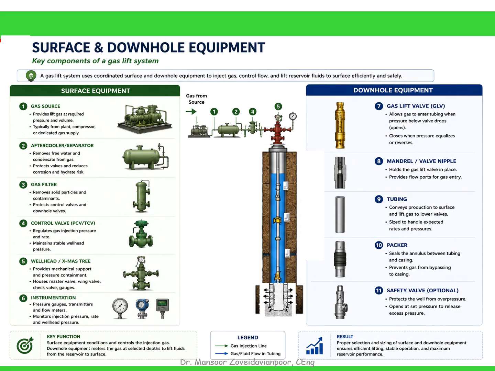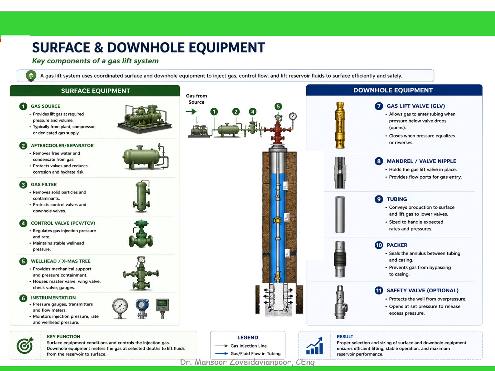Everything begins with the gas source, which is usually a compressor. The compressor provides the high-pressure gas required for injection. The gas then passes through aftercoolers and filters. These components remove heat, moisture, and contaminants. Clean, dry gas is important because water, solids, and debris can damage valves and reduce system reliability.